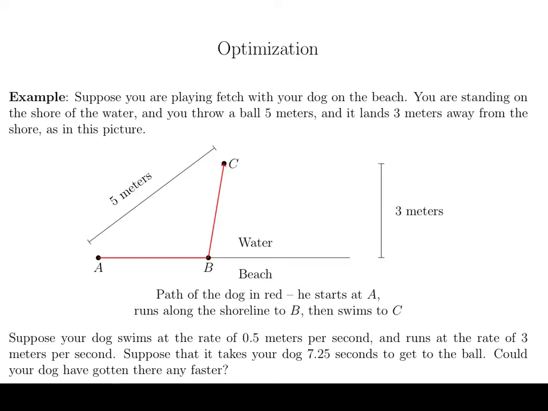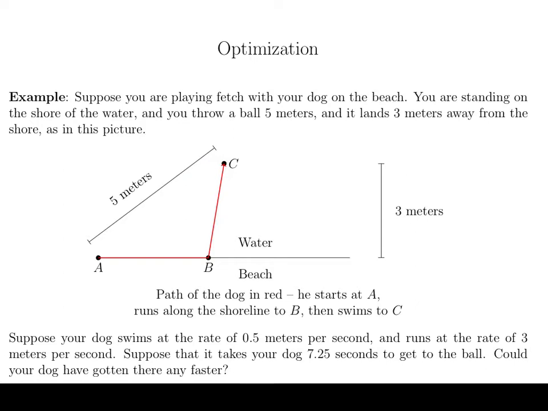Now the dog is going to run along the beach from point A to point B, and then he jumps in the water and swims a straight line to point C. So your dog swims at the rate of 0.5 meters per second and runs 3 meters per second. And so let's say it takes the dog 7.25 seconds to get to the ball. Could your dog have gotten there any faster?